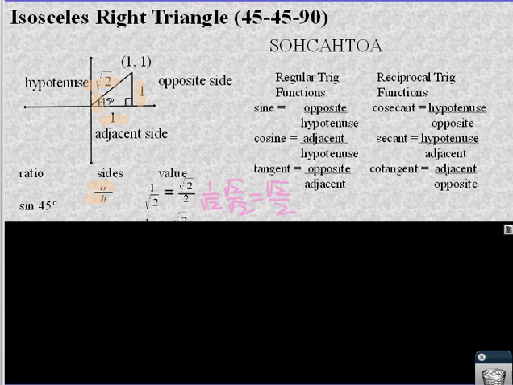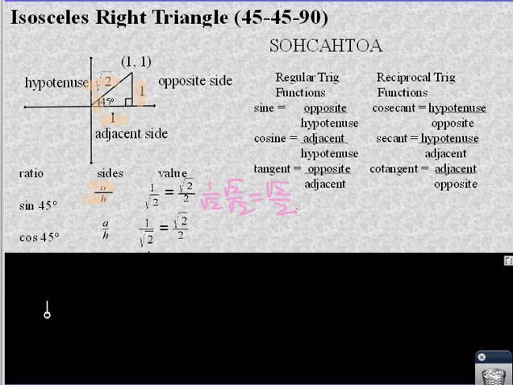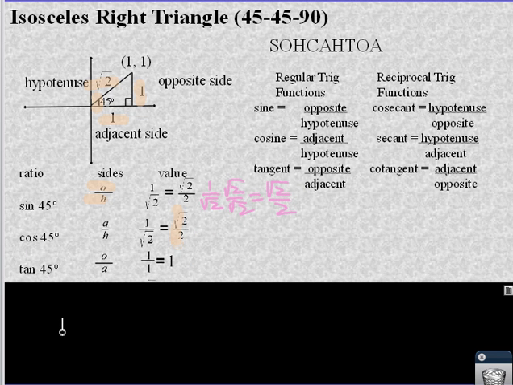So we continue to rationalize things in this unit. Cosine, adjacent over hypotenuse, ends up being exactly the same thing as sine. Tangent, opposite over adjacent, which is 1 over 1 or 1. And now we're going to find our reciprocal functions.